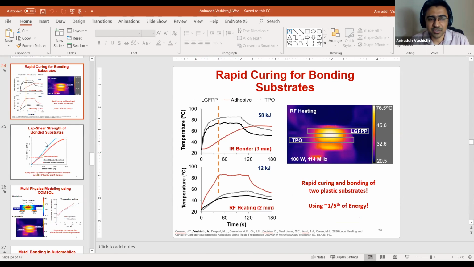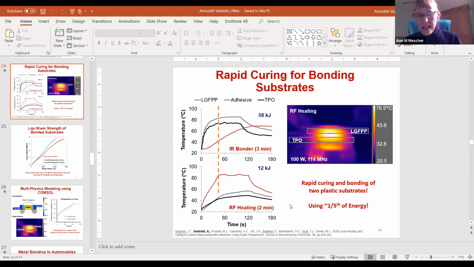But I guess the shear strength data is counterintuitive to that. But if you see the temperature that the adhesive and IR bonder hits, it's much lower as compared to, we're able to keep the adhesive here at 85 degrees Celsius, which is the curing temperature, for actually more than 60 seconds. Right. So definitely the degree of cure would be, yeah.